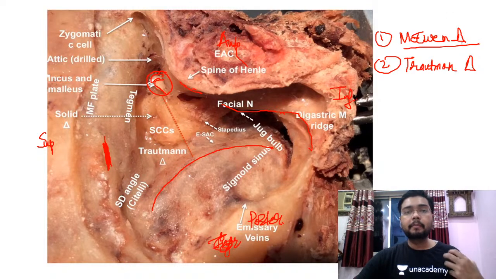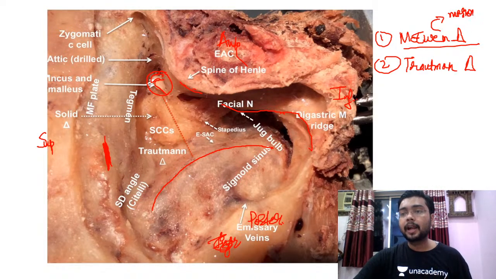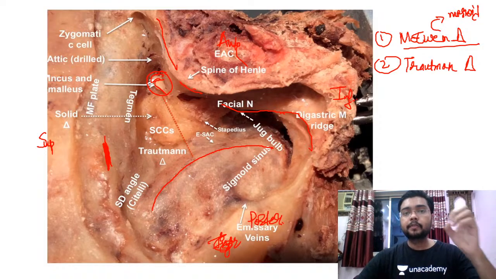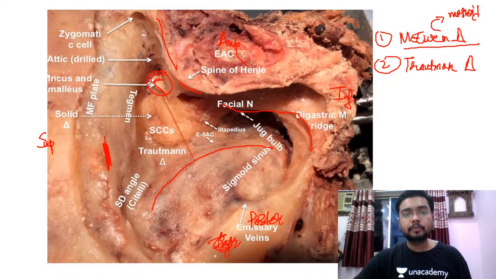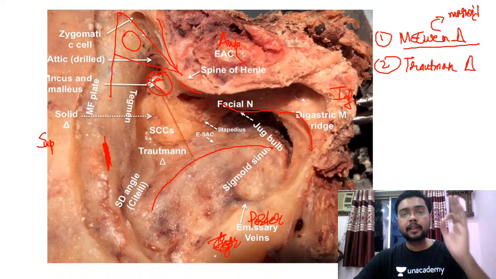If you ask me about McEwen's triangle, this is a surgical landmark for the mastoid antrum, right? The boundaries are again your posterior canal wall. So this is already a drilled bone. For McEwen's triangle, you need the normal temporal bone, and on that the boundaries are the posterior canal wall, right? And there will be one inferior temporal line or suprameatal crest, and a tangent running from the posterior canal wall to this suprameatal crest or inferior temporal line, and this triangle is the thing that is called McEwen's triangle.